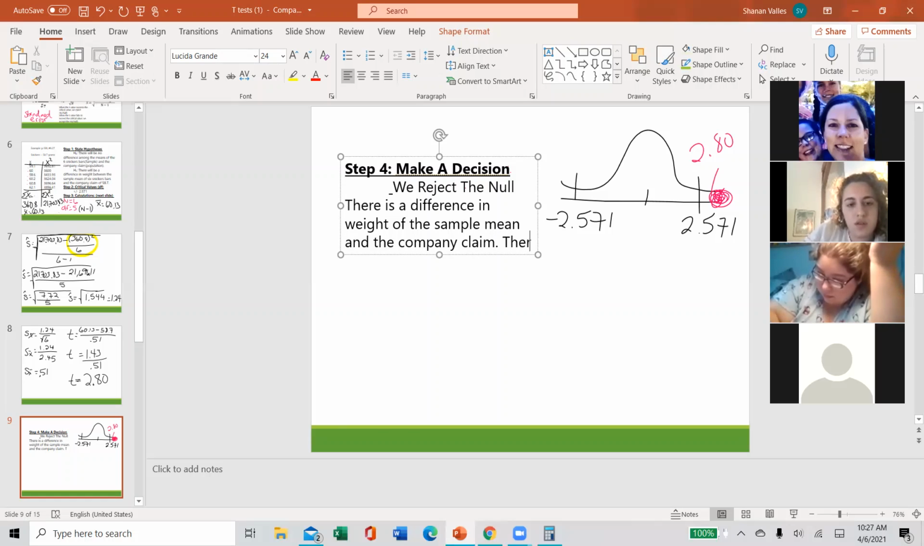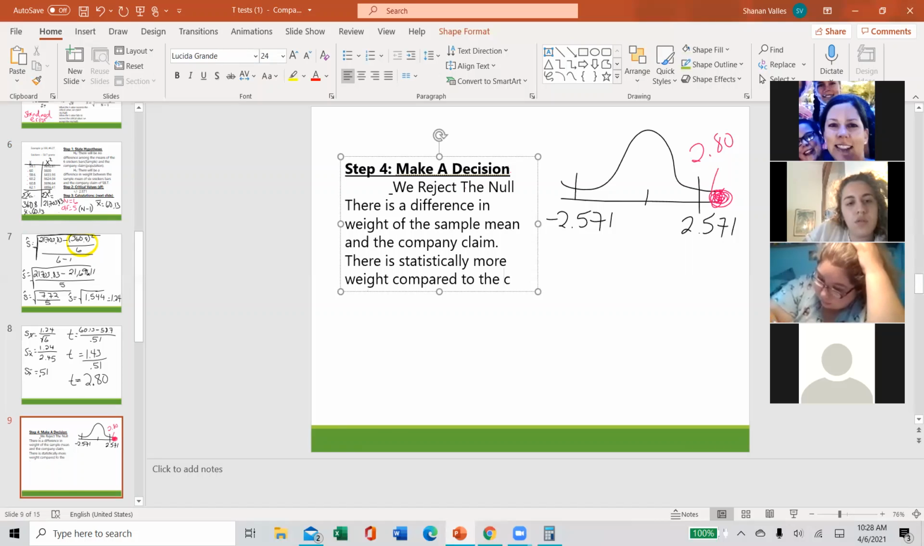You could say this too. There is statistically more, I don't know, weight compared to the company claim. I don't know, my head just went there right now. Obviously, there's many different ways to write it.